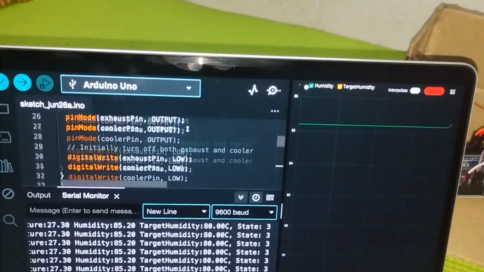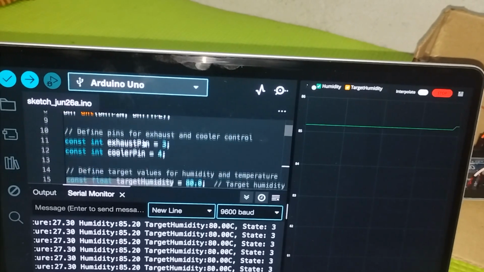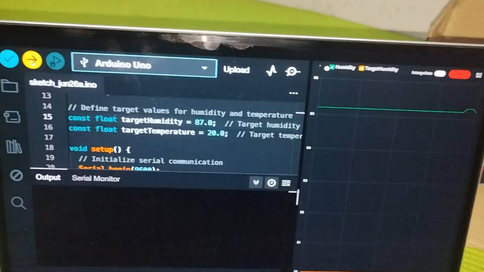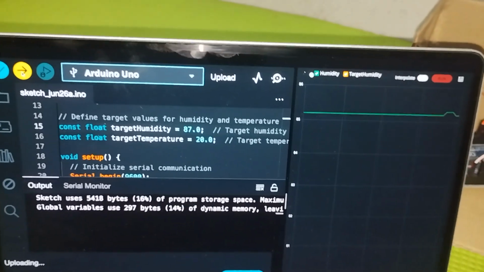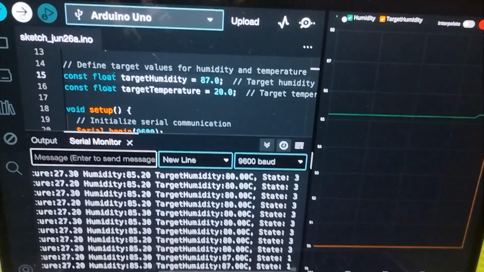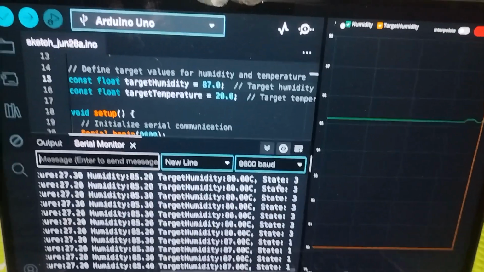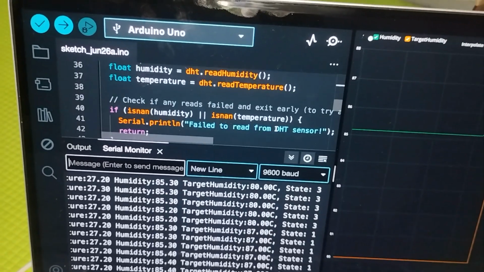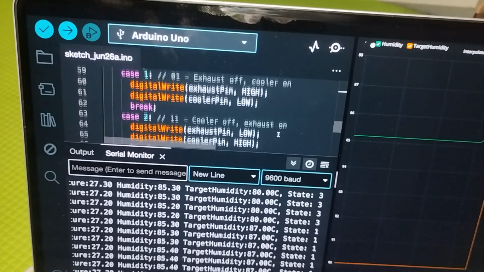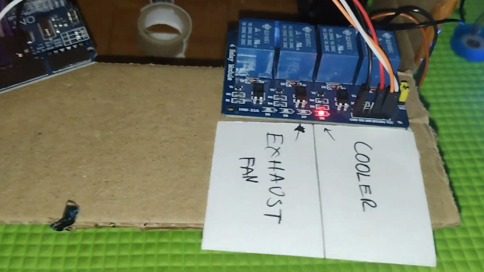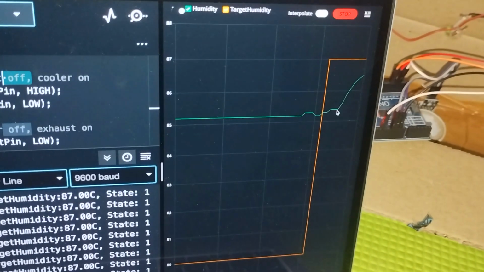Now let's imagine a scenario where we have set target humidity at 87. Let's push the code. Now we can see we have entered state 1, where a cooler is turned on, which would lead to a rise in humidity. State 1 states that cooler would be turned on, exhaust fan would be off. As you can see, cooler is turned on, exhaust fan is off, and the humidity is also rising.